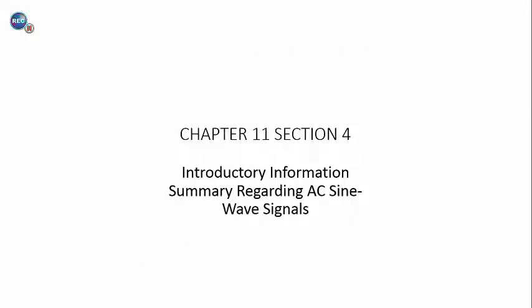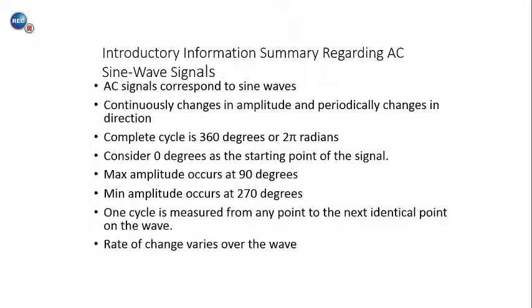This is section 4. It's called Introductory Information, Summary Regarding AC Sine Wave Signals. And so these are some of the things that we've learned so far, and we'll summarize them here. AC signals correspond to sine waves. As a conductor rotates in a magnetic field, the voltage induced in that circuit is going to be a sine wave. And so AC signals, they're continuously changing in amplitude, and they periodically change in direction, so the value is never really constant, it's always changing. And the direction of the current flow through the circuit is periodically changing, sometimes clockwise, sometimes counterclockwise.